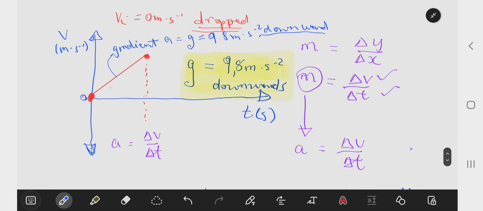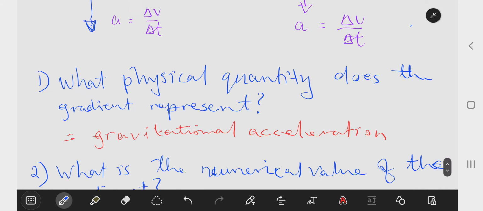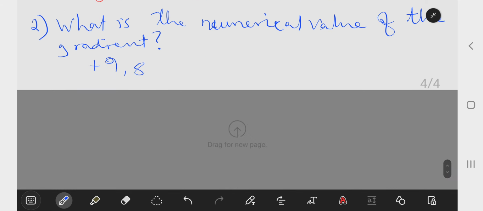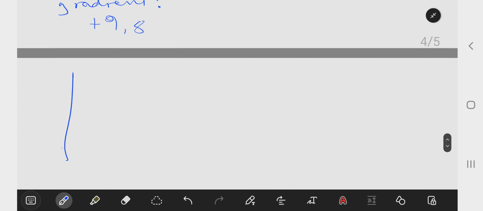So if you look at our graph, we said the gradient is 9.8, right? But if we look at the graph, this is a straight line with a positive slope, okay? So it means that the gradient here is actually positive 9.8, okay? So in this case, it's going to be positive 9.8. That is the numerical value, okay? But then what if we had a graph like that?